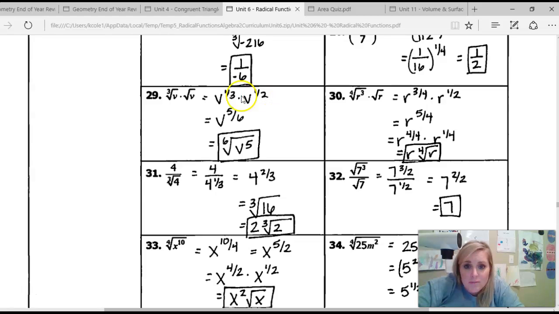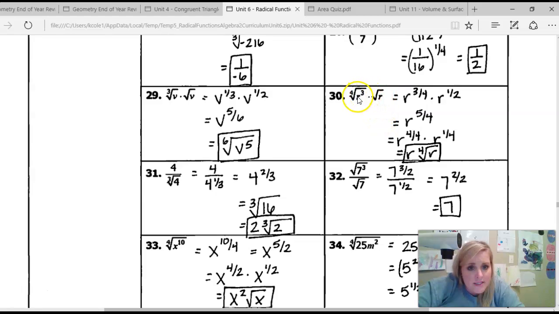So when we multiply those together, I don't know how she got 5/6. I think she made a mistake. This should be 1/6 because you multiply top, top, bottom, bottom. So that should be 1 over 6. Now 6 is still your index, but 1 is going to be the exponent that goes with that.